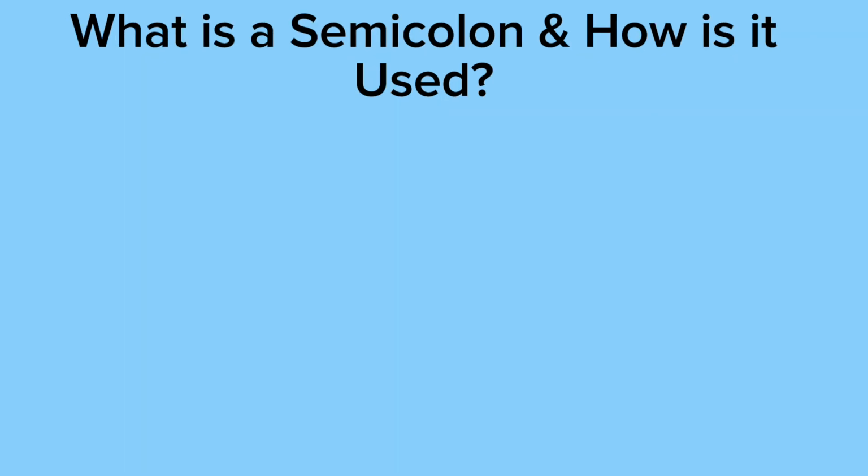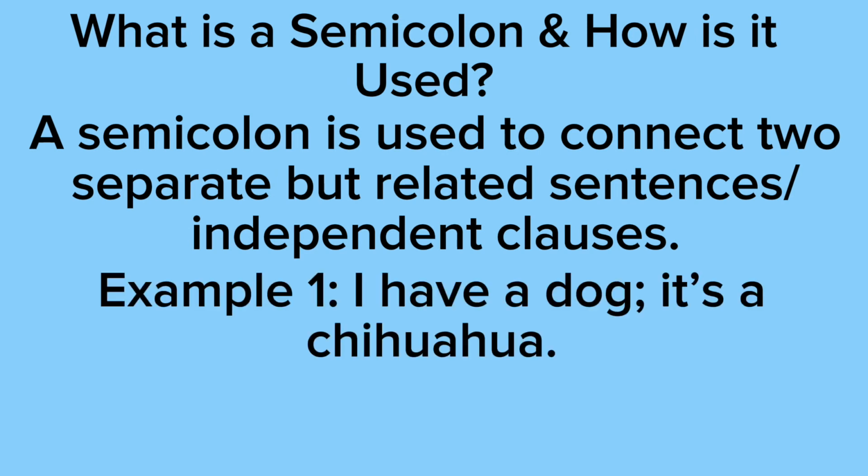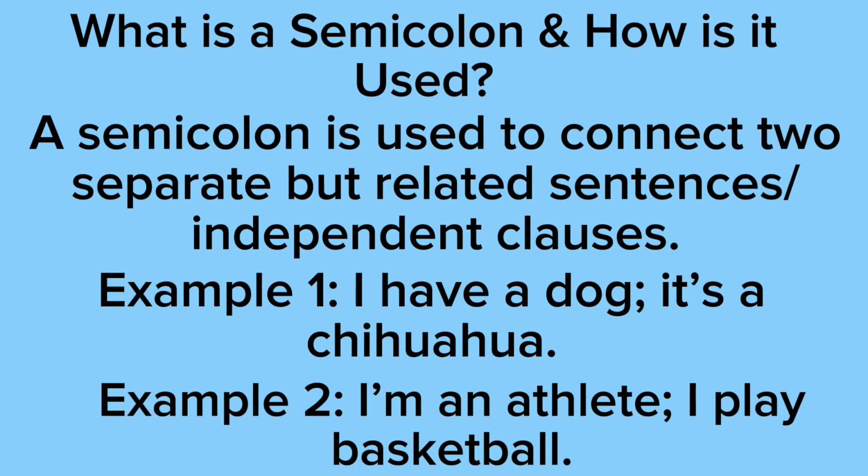What is a semicolon and how is it used? A semicolon is used to connect two separate but related sentences, or independent clauses. So our first example says, I have a dog; it's a Chihuahua. As you can see, the semicolon divides the two separate but related ideas. Our next example says, I'm an athlete; I play basketball. As you can see, I'm an athlete and I play basketball are two separate but related ideas.